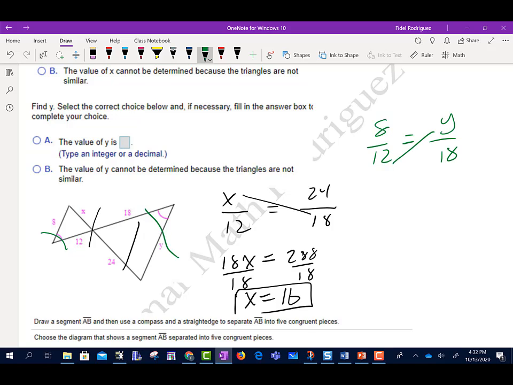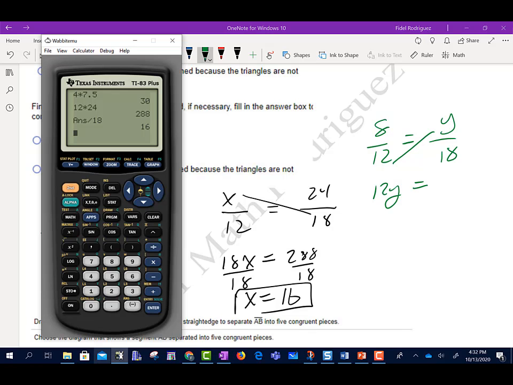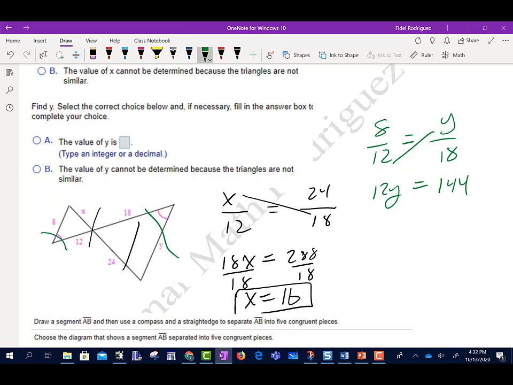Okay, and I'll cross multiply again, so that's 12y equals, let's figure out what is 8 times 18. And that's going to give me 144. So when we divide both sides by 12, we come up with y is also equal to 12.